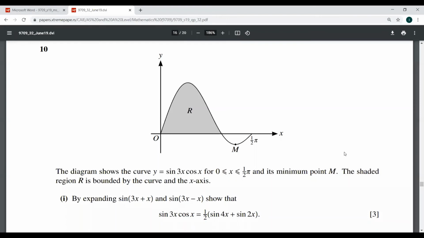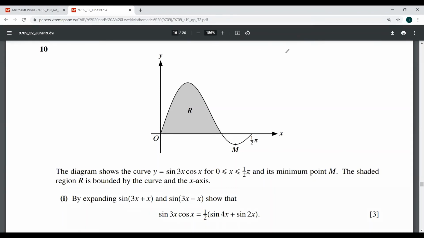Okay, question number 10. It says a diagram shows a curve y equal to sine 3x cos x for x between 0 and pi by 2 and its minimum point M. The shaded region R is bounded by the curve and the x-axis. By expanding sine 3x plus x and sine 3x minus x, show that sine 3x cos x is equal to half of sine 4x plus sine 2x.